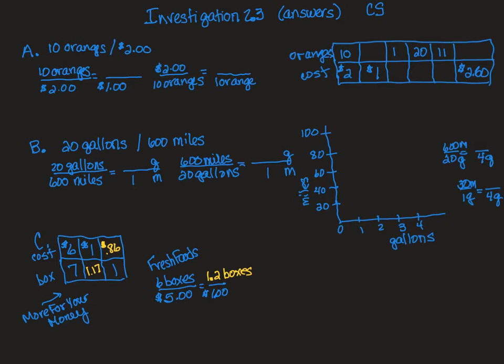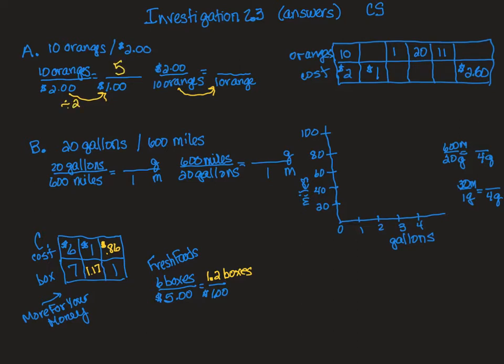They're looking for the unit rate. There's two ways to get a unit rate. I can do oranges per dollar, or I could do money per orange. So in the first one, I'm saying how many oranges can I get for $1? Well, if I can get 10 oranges for $2, I can divide by 2, and that would mean 5.